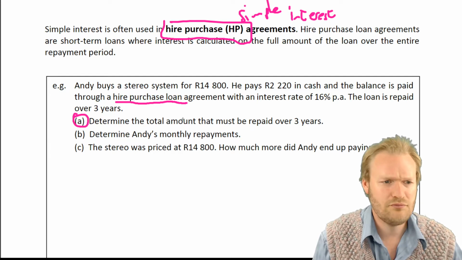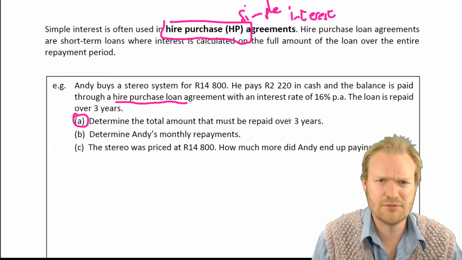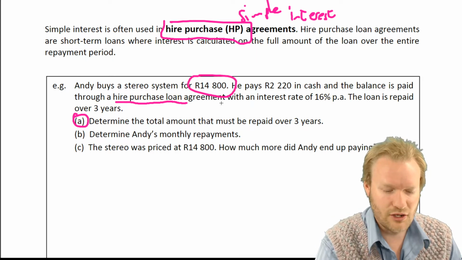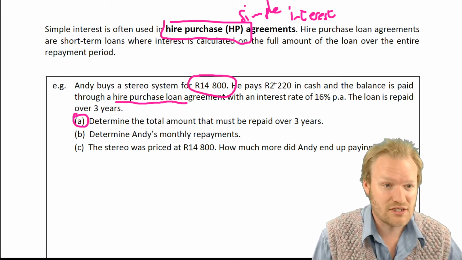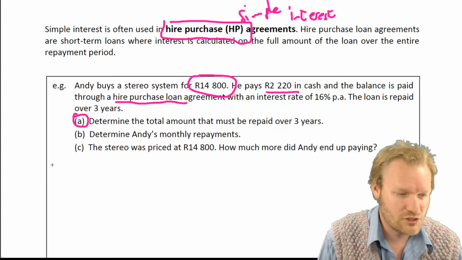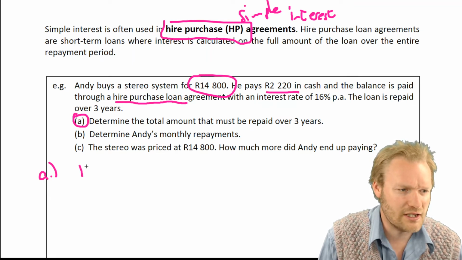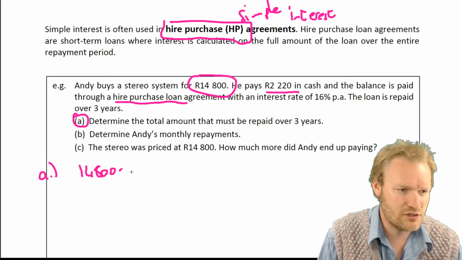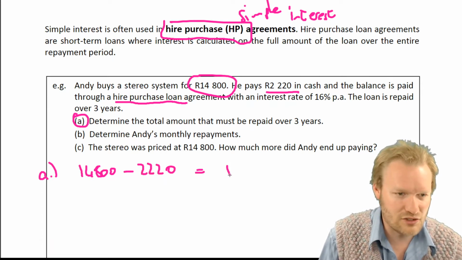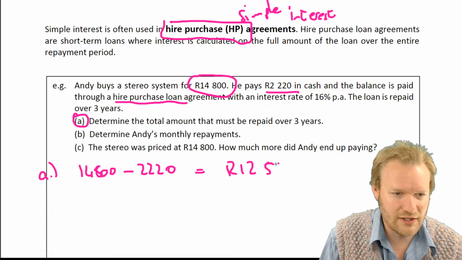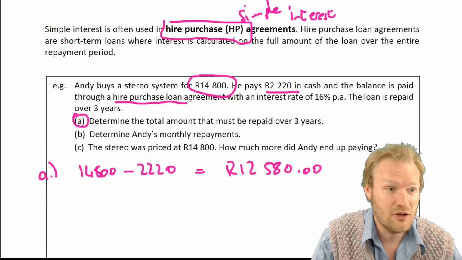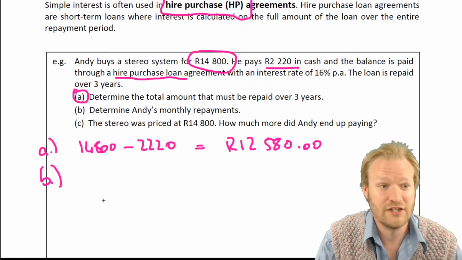Cool, so how much money is Andy borrowing? Well, you might think 14,800. But no, not 14,800, because he has paid this 2,220 in cash to start with. So for question A, we say 14,800 minus 2,220, and we get 12,580 Rand. So that's how much Andy needs to effectively borrow and pay back to get the stereo.